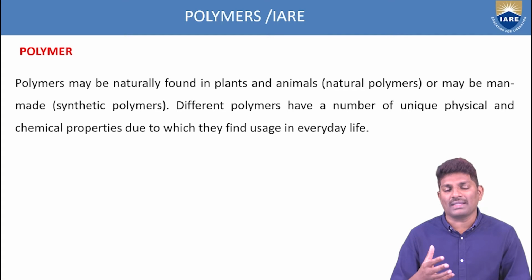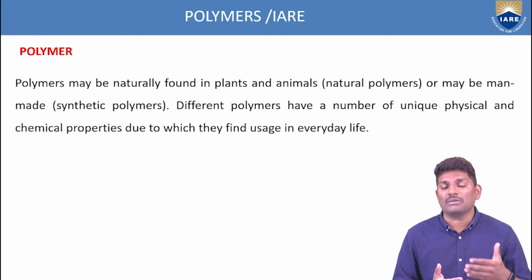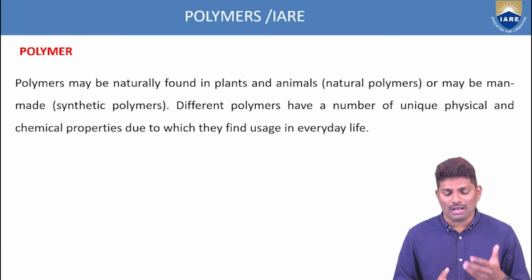Okay, that type of category comes under the natural polymers. Examples like plants, animals, all those things. And coming to the man-made, we are trying to prepare some polymer material in order to get some applications. That type of polymers comes under the category of synthetic polymers, which we are trying to prepare for the required applications.